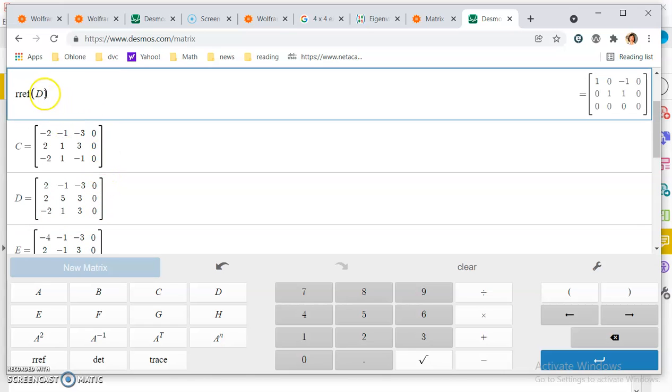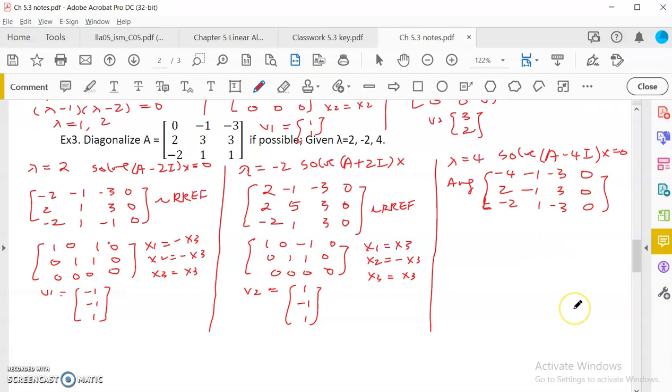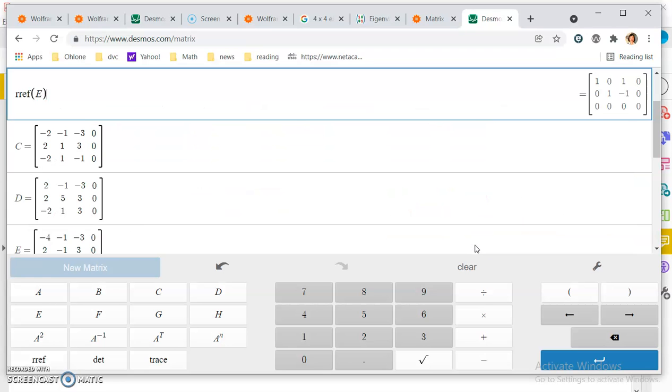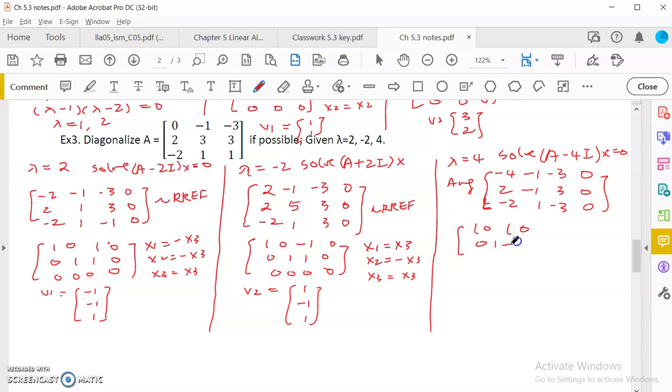So I'm going to do RREF of E, because that is E. It is 1, 0, 1, 0, 1, 0, 1, 0. What is the second one? 0, 1, negative 1, 0, 0, 0, 0, 0. So RREF. That means x1 is equal to negative x3 again, but x2 is equal to x3. x3 is still x3. So my v3 would be equal to what? Negative 1, 1, 1, because 2 and 3 are the same.